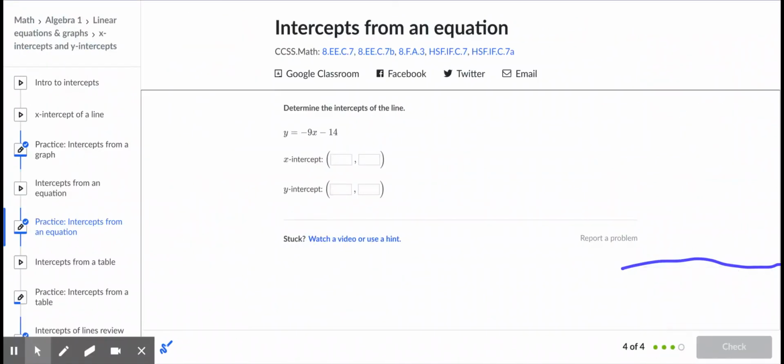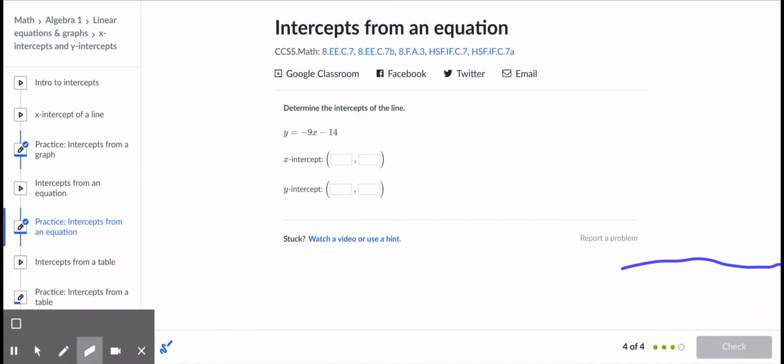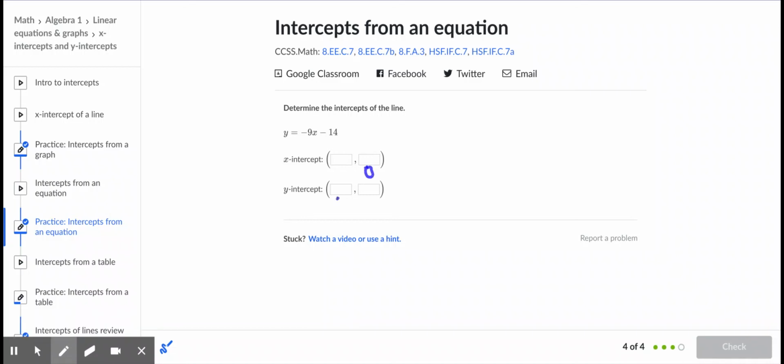Last one. See if I can erase this thing. Okay. When I'm finding my x-intercept, I know that my y has to be 0. When I'm finding my y-intercept, I know that my x has to be 0. So I start there and I plug this stuff in. I want to find my x-intercept first.